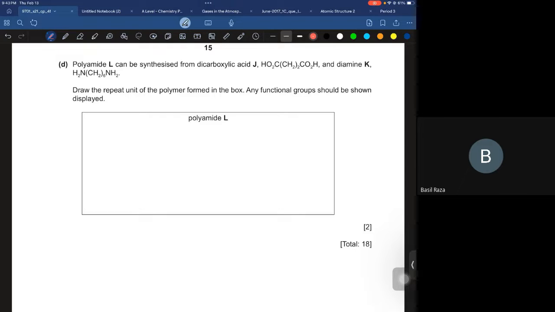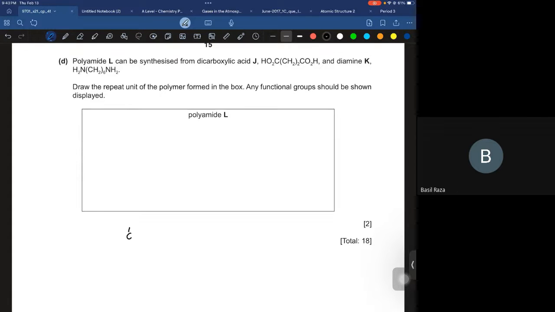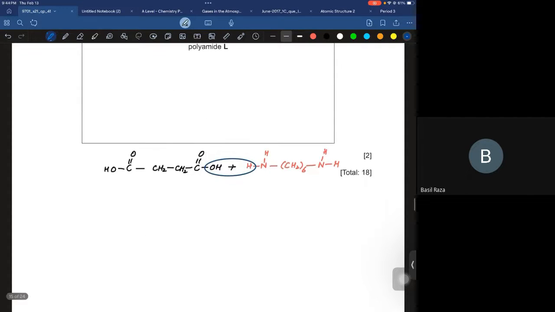Polyamide L can be synthesized from dicarboxylic acid and diamine. Draw the repeat unit of the polymer formed. In the box, any functional groups should be shown displayed. So let me first solve the dicarboxylic acid. That is this. This is removed. Okay, ये remove हो गया. Finally, I got this.